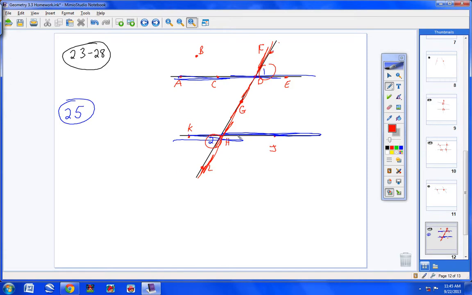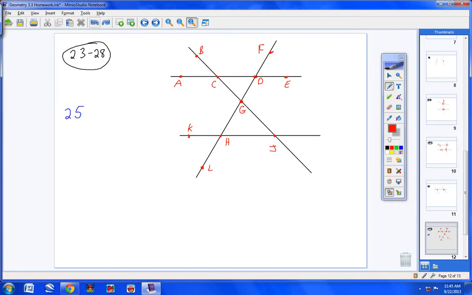Angle 1 is on the right. Angle 2 is on the left. So we call those two angles alternate exterior angles. That's number 25, alternate exterior angles. All right, let's take a look now at number 26.